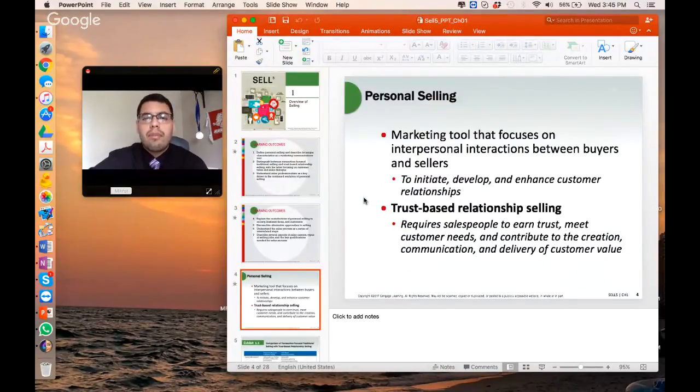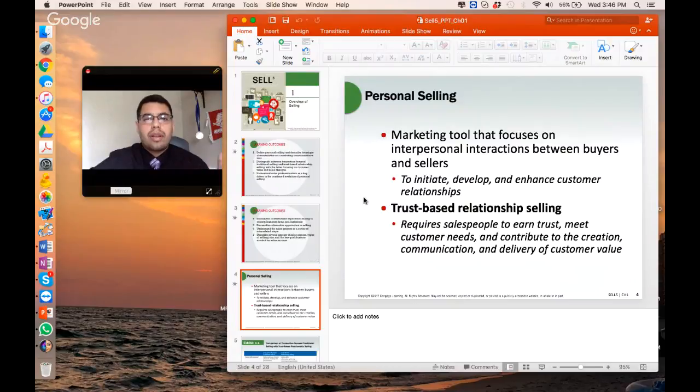Okay. Personal selling. Marketing tool that focuses on interpersonal interactions between buyers and sellers. Absolutely. Selling does take 2 sides. It takes 2 parties, right? To initiate and develop and enhance customer relationships.